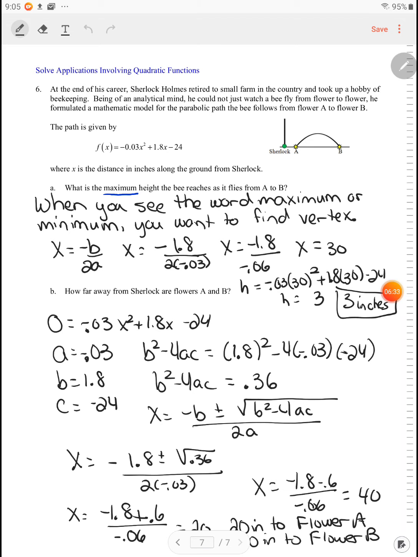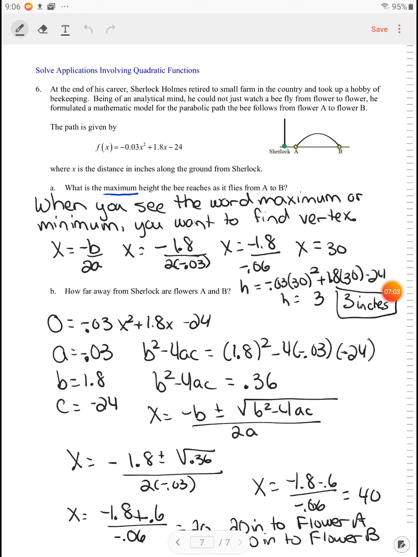With the applications, the main takeaway here is for you to know when you see the word minimum or maximum, we want to use the formula x equal -b over 2a, and we'll find our x value. We usually have to plug it in to find the y value. So the minimum or the maximum refers to the vertex. So if you read the word problem, we have an equation.